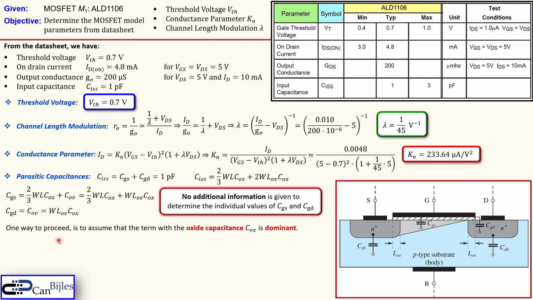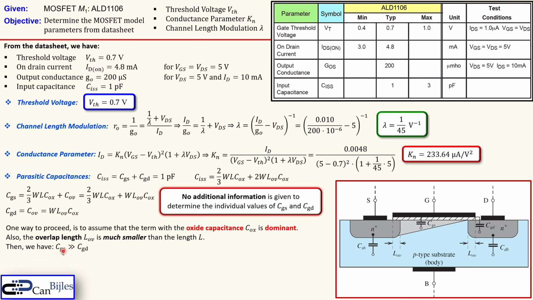Well, one way to proceed, looking at it in a more practical way, is to assume that the term of the oxide capacitor is dominant. That's also the case because this part of the oxide capacitor is much larger than the overlap capacitor. There's also another way to look at it. You can also say that the overlap length LOV is much smaller than the length of the total channel. That's another reason to say that the oxide capacitor is much larger. So if I look at this expression, you can see this part is probably much smaller than this part. So this part in total for the CGS is probably much larger than the CGD. So that's my conclusion here.